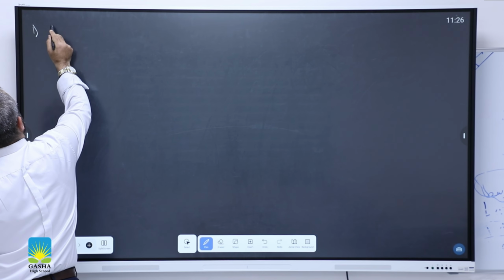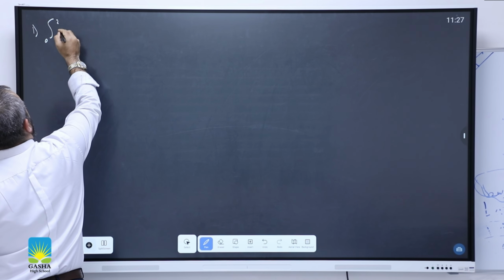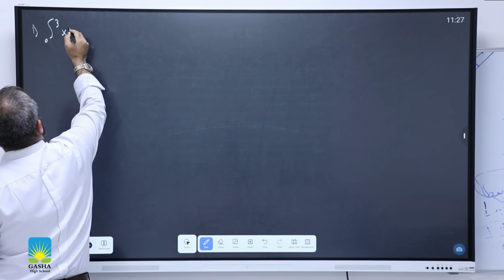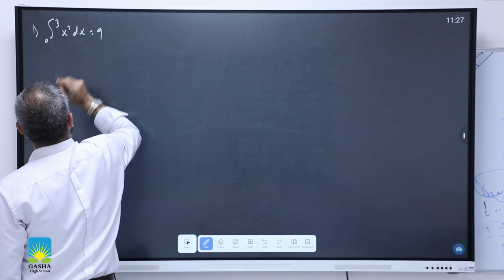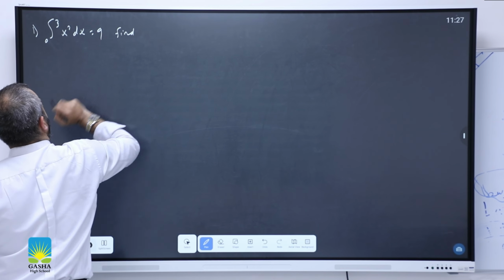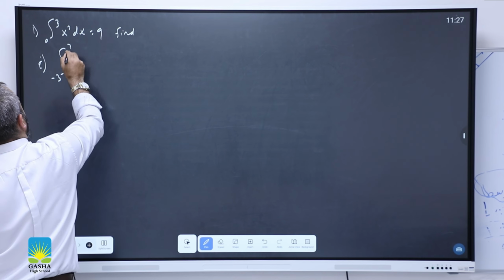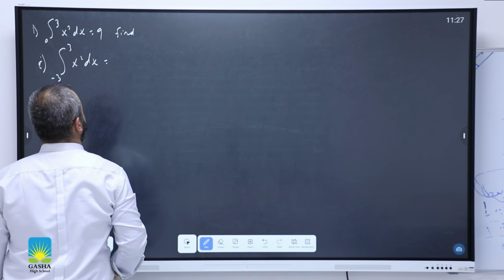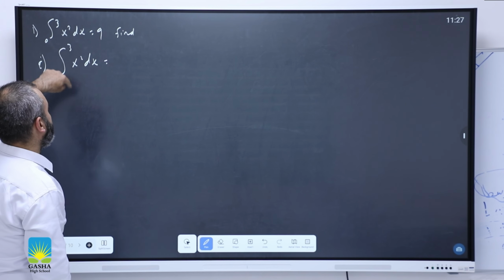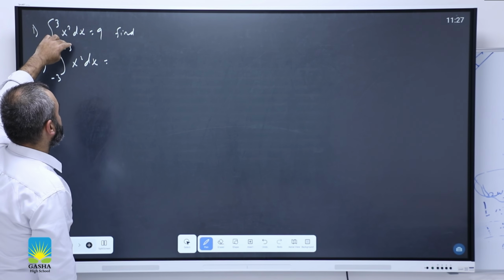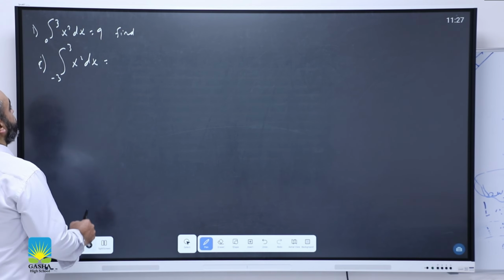Even function, the integral 0 to 3 of x squared dx. What about this? I think this is 9. So find the integral negative 3 to 3 of x squared dx. What about this? First, you can use the integration of x squared. After this, we substitute 3 and negative 3. But it's easy to use the key of the question.